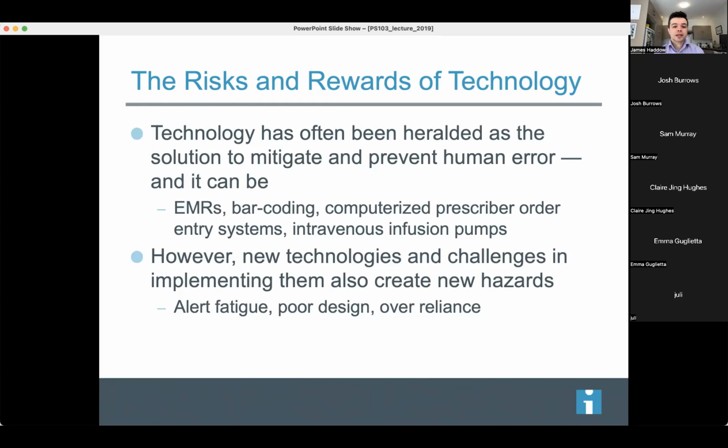Examples of technology helping would be electronic medical records, so we don't lose notes, etc. Barcoding, so that we have fewer errors in copying numbers, like hospital numbers, for example. Computerized prescription order entry systems, i.e. MedChart, and intravenous infusion pumps, instead of just hanging a drip up.